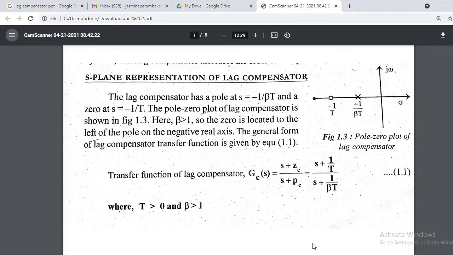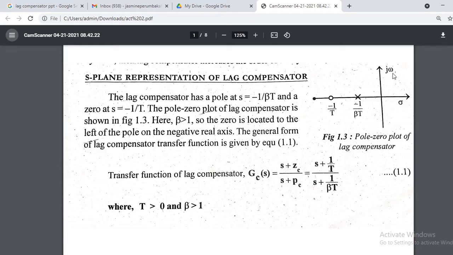Now let us see the mathematical representation of a lag compensator. Normally a compensator means we are adding poles and zeros to the system. So a compensator transfer function GC of S can be represented as S plus ZC divided by S plus PC. That is, we are adding a zero and we are adding a pole. Every compensator will have a transfer function like this, where ZC is called the zero of the compensator and PC is called the pole of the compensator. For a lag compensator, we are writing this in the form S plus 1 by T divided by S plus 1 by beta T. So ZC equal to 1 by T and PC equal to 1 by beta T. So zero at minus 1 by T and pole at minus 1 by beta T.